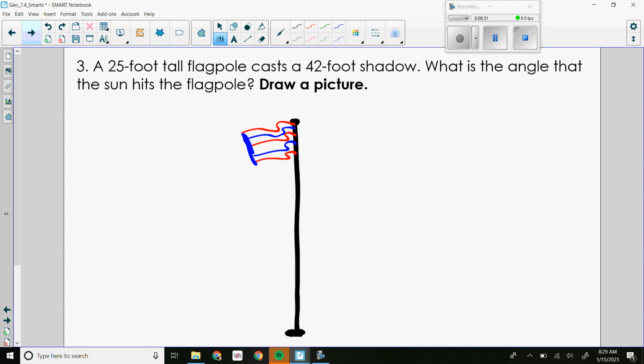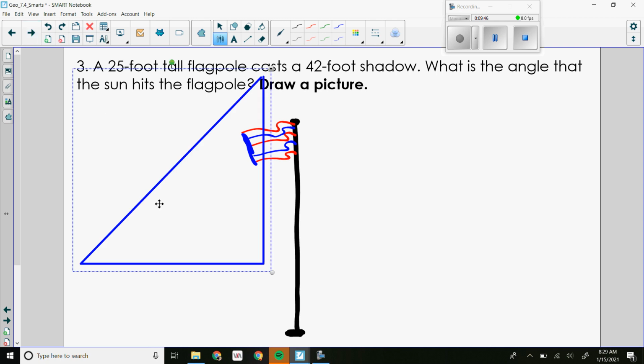Okay, number 3, this is a different one. It says a 25-foot tall flagpole casts a 42-foot shadow. What is the angle that the sun hits the flagpole? It says draw a picture. Okay, so I have my right triangle here.